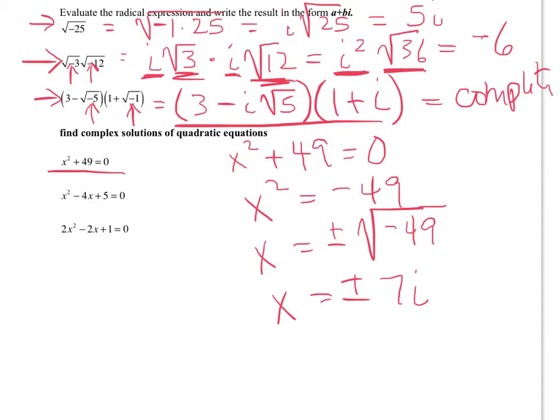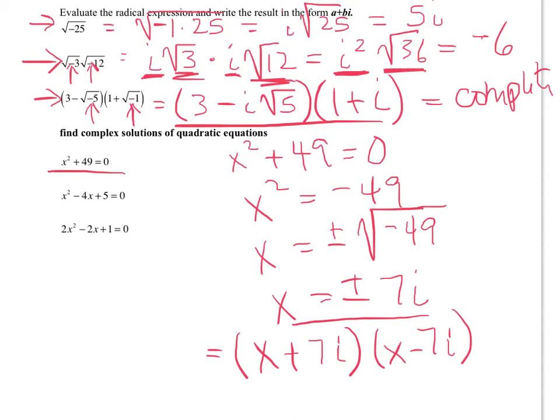Remember, once you know the solutions, you can write the factored form of x squared plus 49. If you're thinking of x squared plus 49 as a polynomial, once you know that you have solutions or zeros, you can write x plus 7i times x minus 7i, and that should equal x squared plus 49. You want to verify that and make sure that you understand that that's the case.